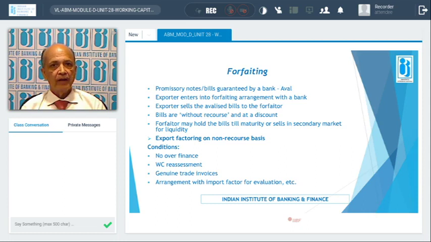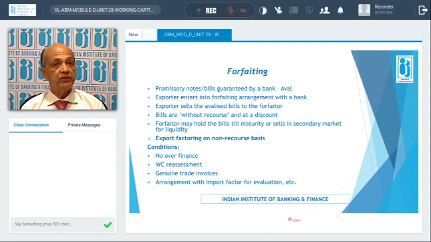They are selling, and the bills are without recourse. Here you remember, the bills are without recourse and at a discount. The bills will be discounted. Payment is made immediately. The bills are without recourse and at a discount, and payment is received.